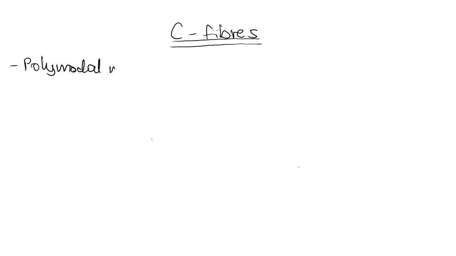The next fibers that I want to talk about today are C fibers. And as I mentioned before, these fibers are quite different to A delta fibers. Firstly, these fibers are referred to as polymodal receptors or polymodal nociceptors. And this is where we see our first difference between A delta fibers and C fibers.